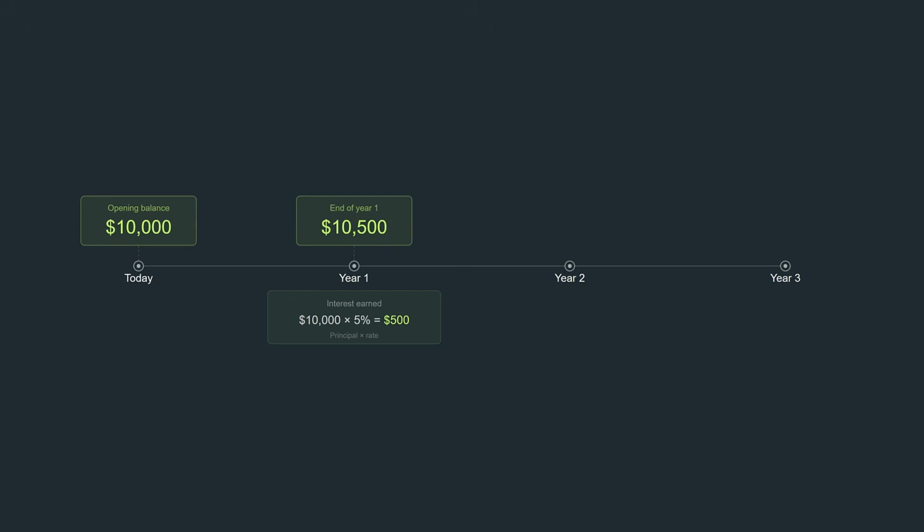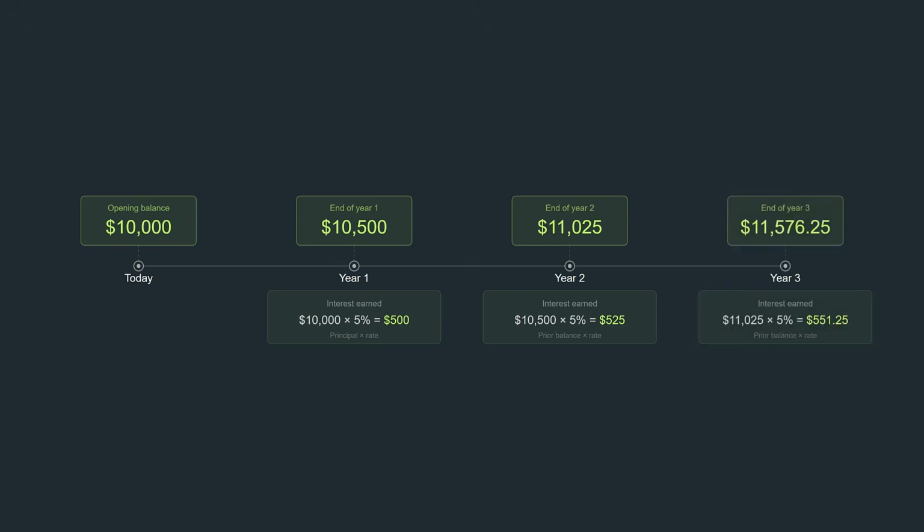Now what if we go another year? We take the $10,500 at the beginning of year 2, multiply it by 5% to earn $525, and end year 2 at $11,025. Do it again in year 3, and 5% of $11,025 is $551.25, bringing the total to $11,576.25.